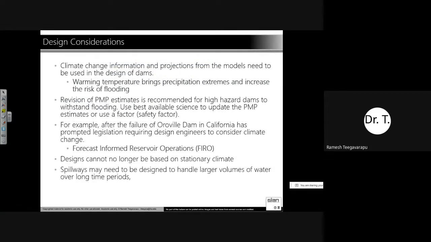So, design considerations: what has changed because of this extreme flooding? There are a number of things which have changed in the United States. The revision of the PMP estimates is recommended for high hazard dams to withstand flooding, or use the best available science to update the PMP, maybe use a factor of safety on top of the PMP. The other one is more of a change to operations.